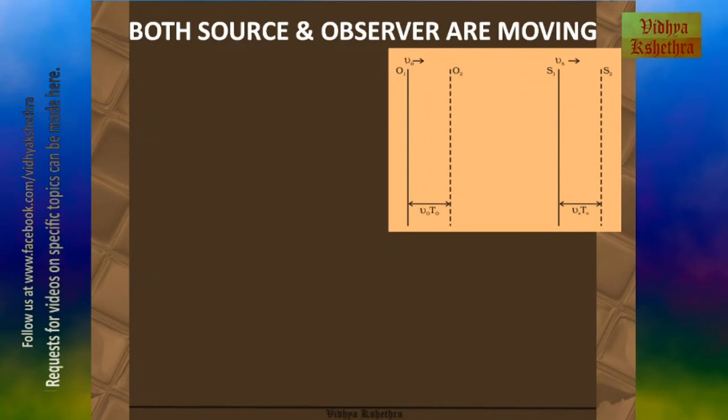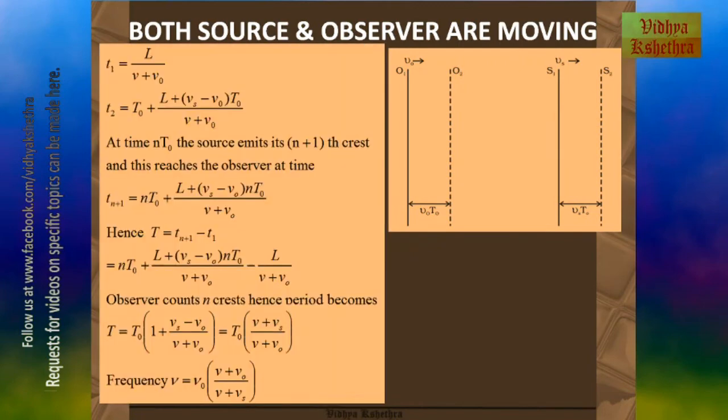Now the third case is when both source and observer are moving. In this case, the velocity of the observer is v0 and the velocity of source is vs. At first, the time taken for the wave to reach the observer is given by t1 is equal to L by (v plus v0), where v0 is the velocity of the observer and v is the velocity of the wave. Now, after a time t0, when the wave reaches the position S2 and the observer reaches the position O2, then T2 is given by T0 plus (L plus (Vs minus V0) into T0) by (V plus V0).